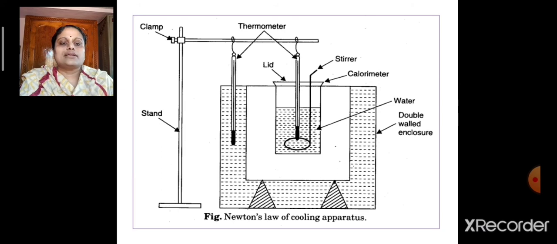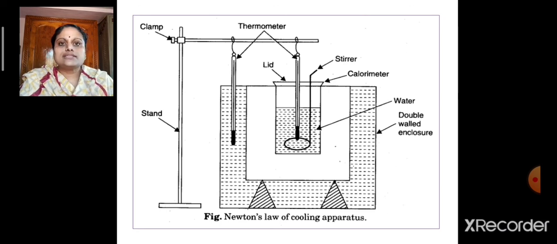This is the apparatus for getting the cooling curve, which is known as Newton's law of cooling apparatus. In this apparatus, we can see that we have a double walled enclosure, inside which we have a calorimeter, a stirrer and a lid. And inside the double walled enclosure and also inside the calorimeter, we have two thermometers.